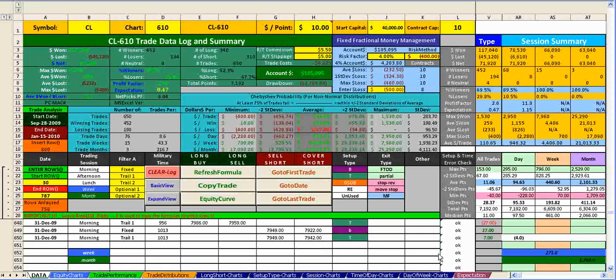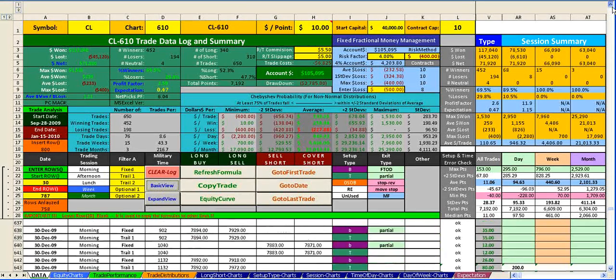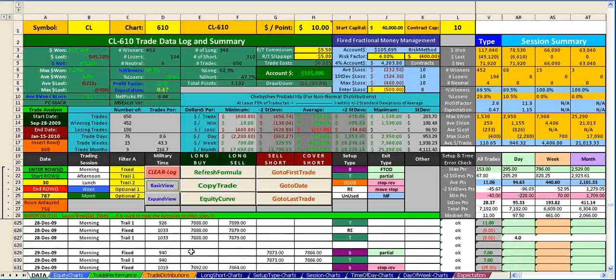So just really quick, there's a whole bunch of data in this sheet here. I'm going to scroll up and show you some of them. Each one of these lines represents a trade. There's over 650 trades in this spreadsheet. What this Ultimate Trade Analyzer will allow us to do is slice and dice our data. We can get all kinds of great information about our trades.